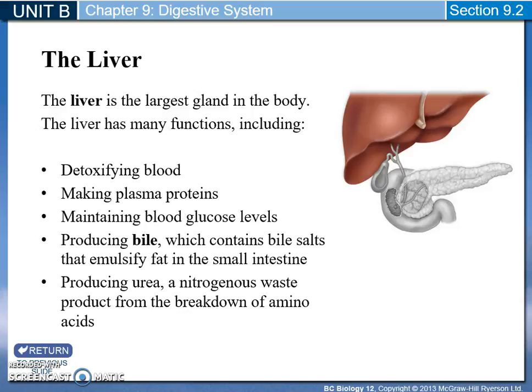Now, fat, as we know, does not by itself dissolve in water, so we need bile salts, which act as a kind of detergent, which then emulsifies the fat, making it semi-soluble in water, which then allows the body to absorb the fats. The liver also produces urea, which is a nitrogenous waste product from the breakdown of amino acids.